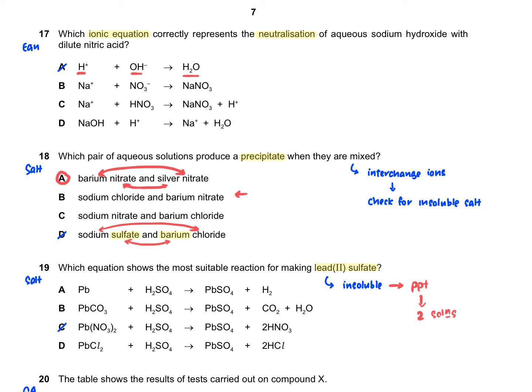So first, A is out, lead is a metal, so it's a solid. Lead-2 carbonate is insoluble, so it's not a solution as well. For option D, we have lead chloride. Lead chloride is also insoluble in water, so it's not a solution. So the correct answer would be C.